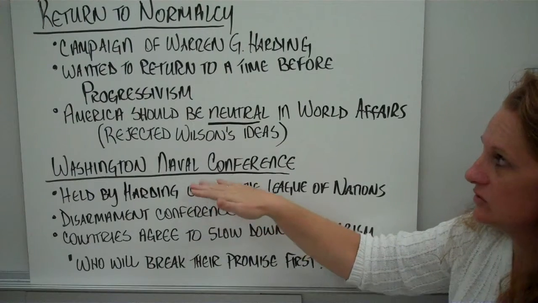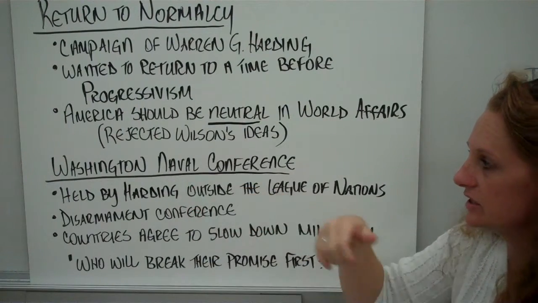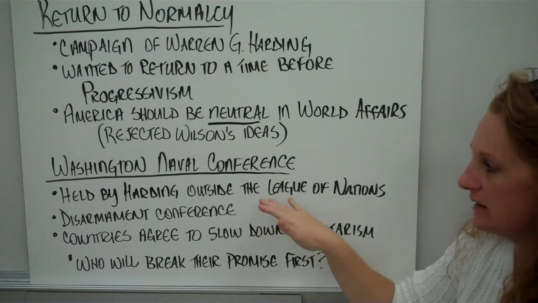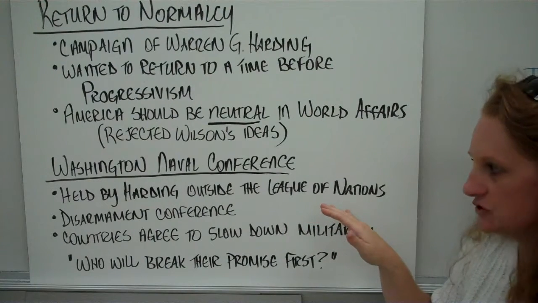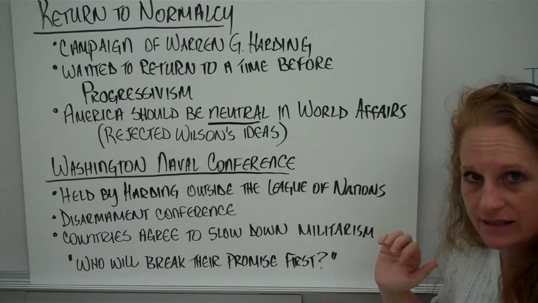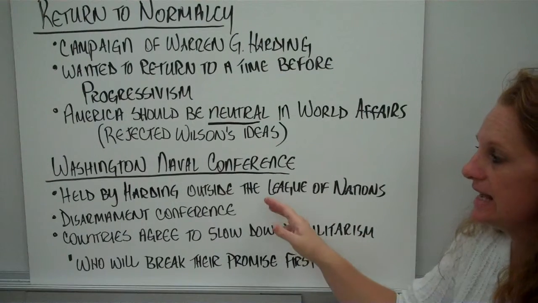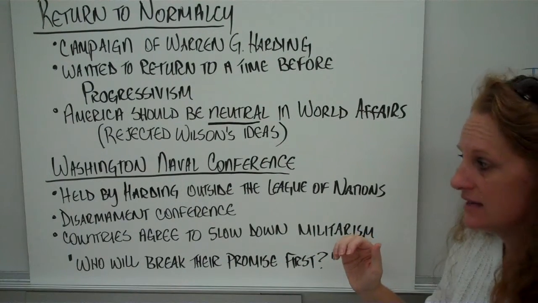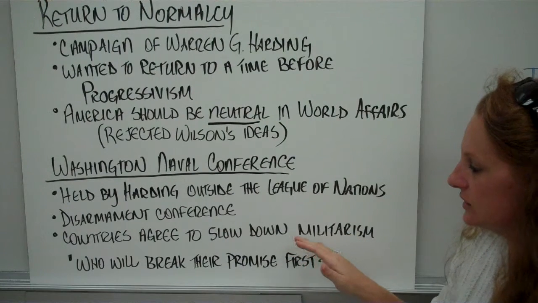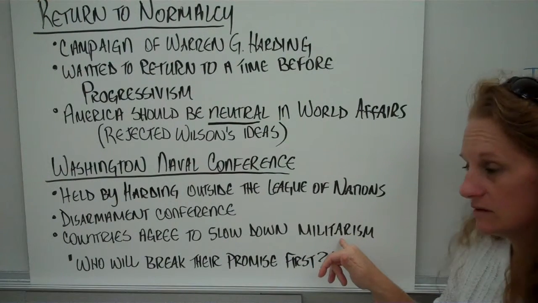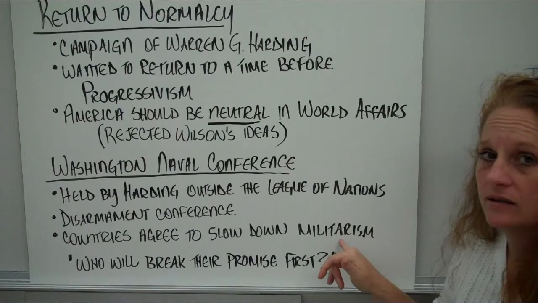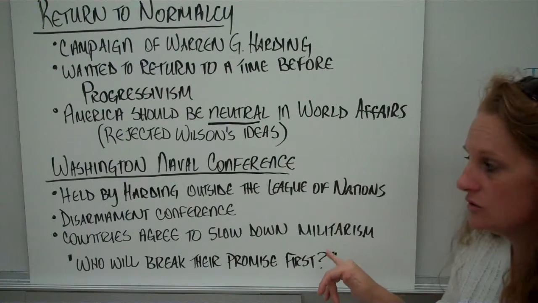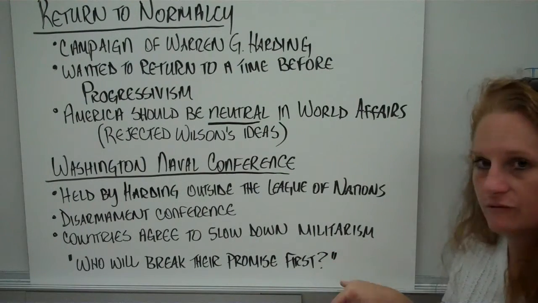One thing that happens under Harding's administration is the Washington Naval Conference. It's held by Harding outside the League of Nations because, remember, the United States is not a member. And it's a disarmament conference. A lot of nations attend. And the countries agree to slow down militarism, the arms race. But the question remains, who will break their promise first?